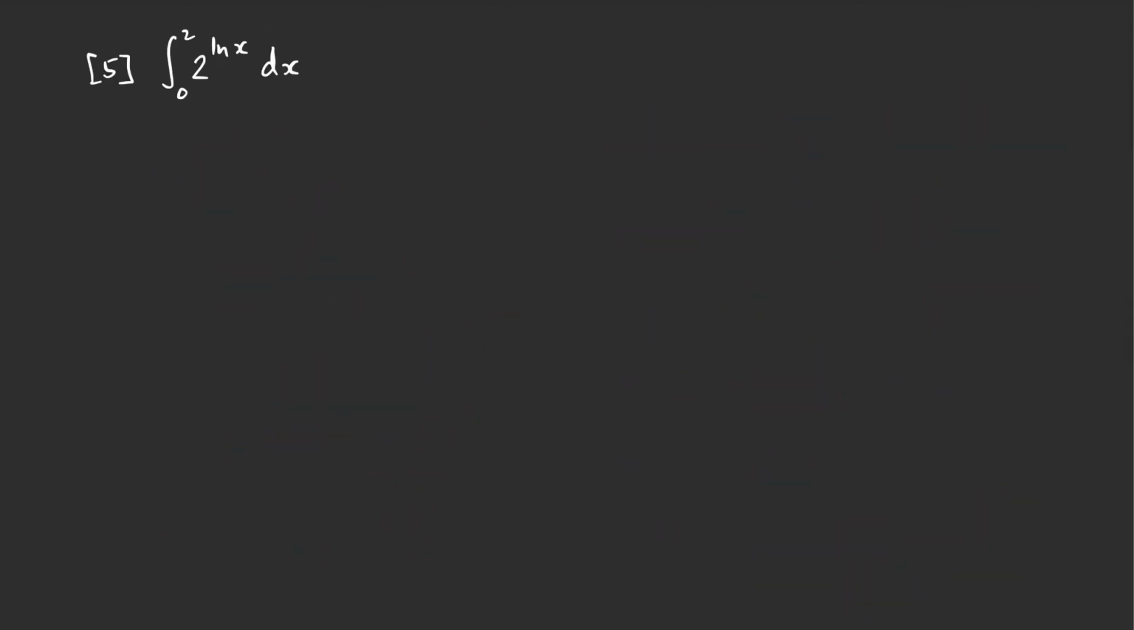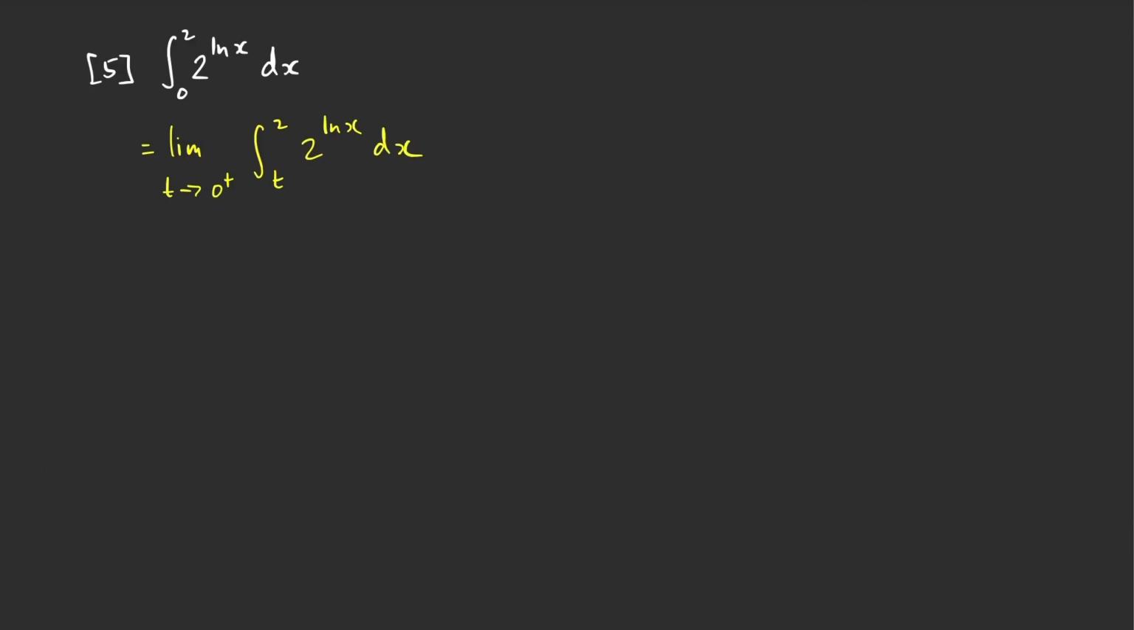Moving to the last two problems here. If you look at this one, the integral from 0 to 2 of 2 raised to ln x dx. Note that this is an improper integral because ln x is not continuous from the right at 0. To evaluate it, we have to write it first as a limit. So this is equal to the limit as t approaches 0 from the right of the integral from t to 2 of 2 raised to ln x dx.